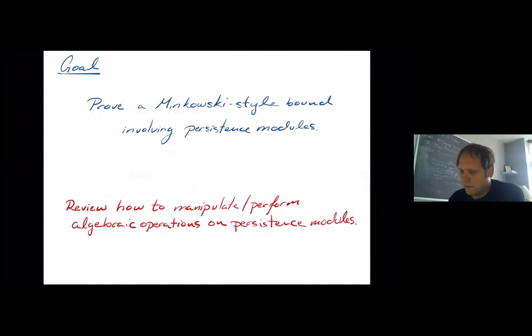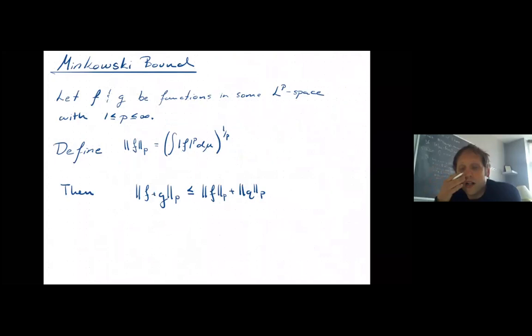Okay. So a good place to start is, what is the Minkowski inequality or Minkowski bound? The classic one says that if you have two functions in some LP space, you have the triangle inequality, basically. That's what the Minkowski bound is. And we're going to want to prove something similar for persistence modules. Now, a priori, it's not at all clear what this should even mean for persistence modules. I'll define it, but before we get there, we need to do a little bit of work to at least get on the same page about what the various definitions and what the actual setting is that we're working on.